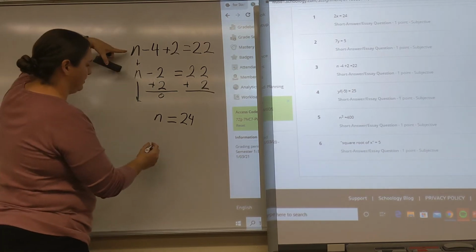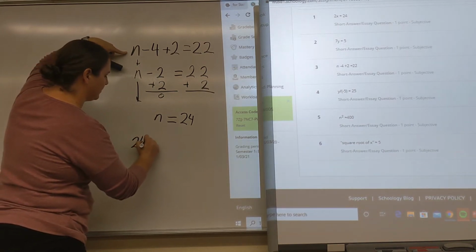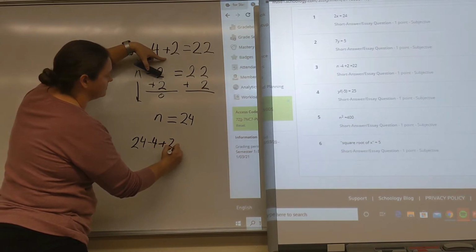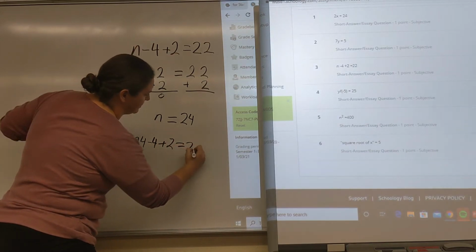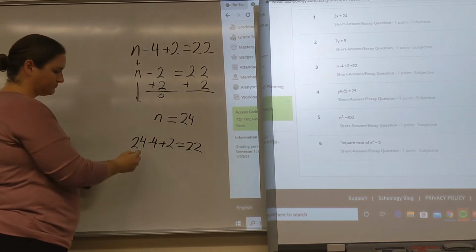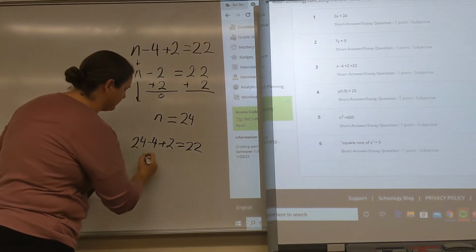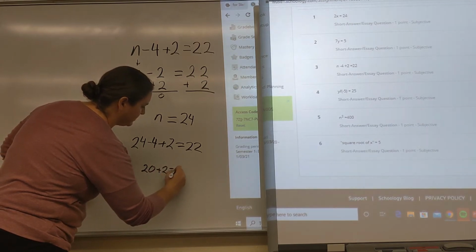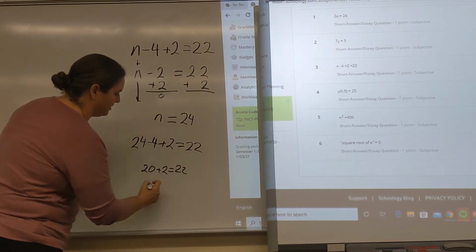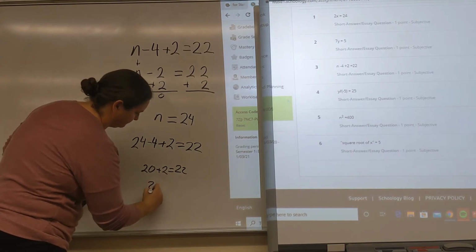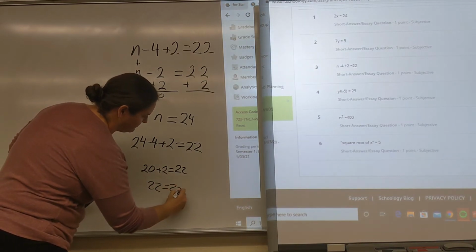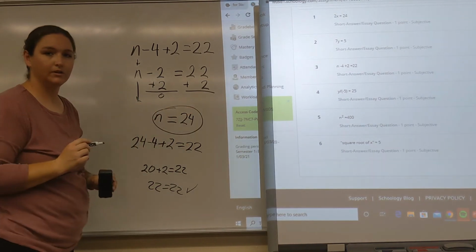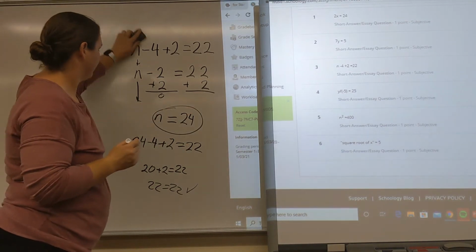Let's check it. Put in our n, 24 minus 4 plus 2 equals 22. 24 minus 4, 20, plus 2 equals 22. 20 plus 2, 22, and we check. So our n, we know, is 24. Okay.